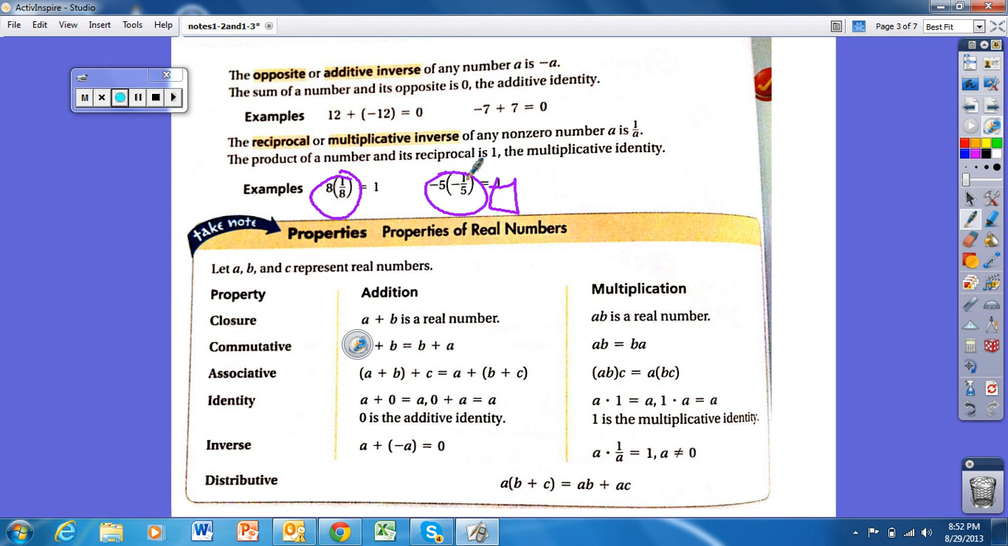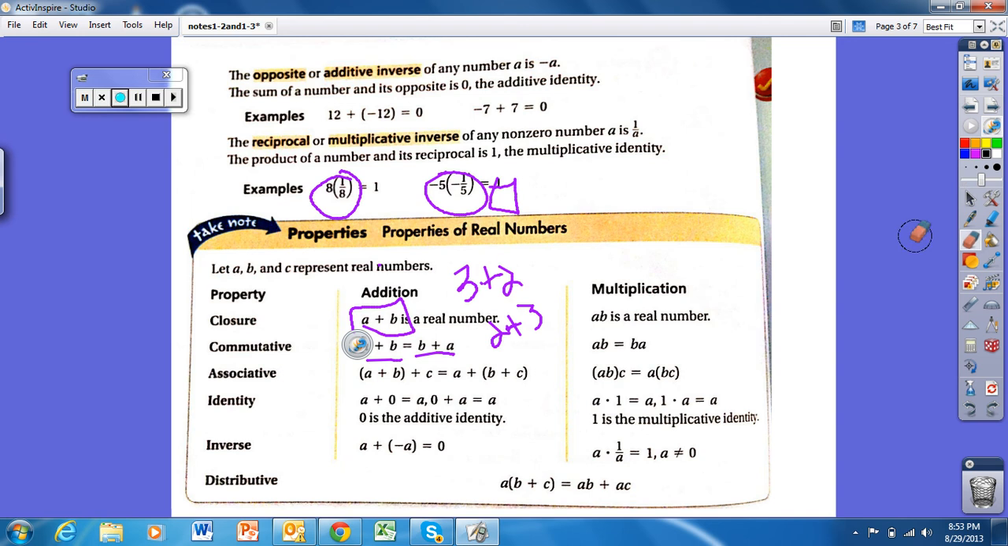Basically, what these properties say is, closure just means that if A, B, and C are real numbers, then when you add two real numbers together, you get a real number. Or when you multiply two real numbers together, you get a real number. The commutative property says it doesn't matter which order you write your sum in. You can write 3 plus 2 or 2 plus 3. You always get the same answer. The same thing goes for multiplication.